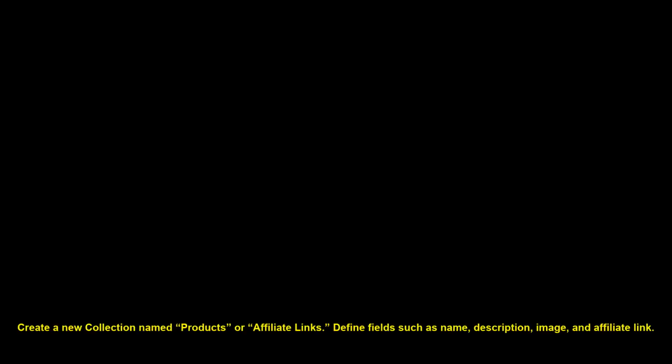Now, it's time to set up your CMS collections. Go back to your project settings and click on CMS in the left sidebar. Create a new collection named Products or Affiliate Links. Define fields such as name, description, image, and affiliate link.